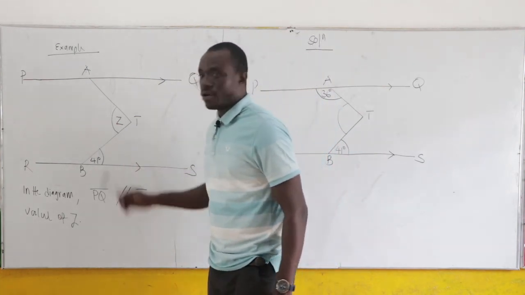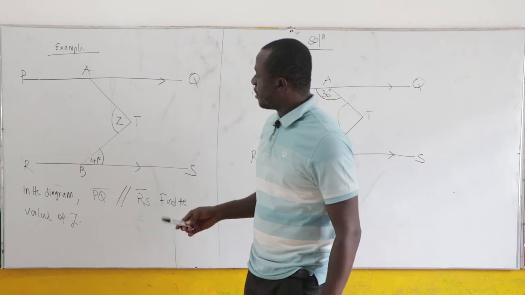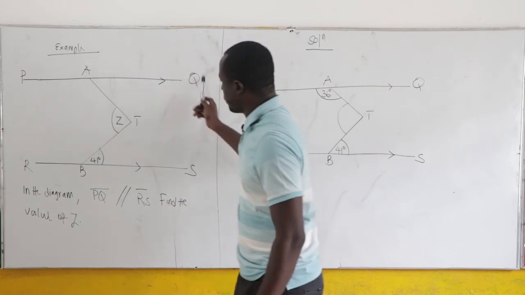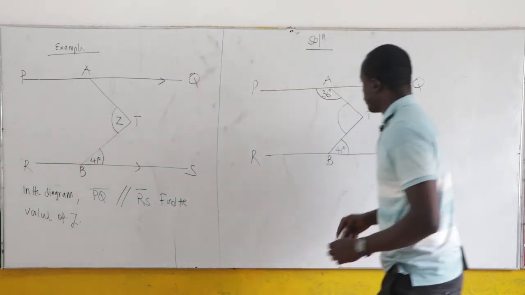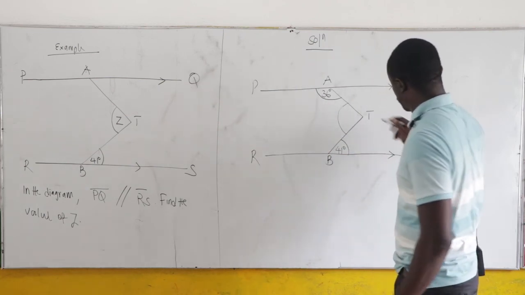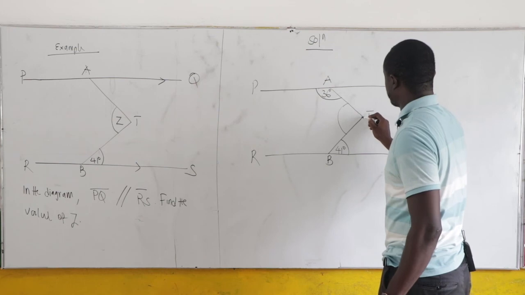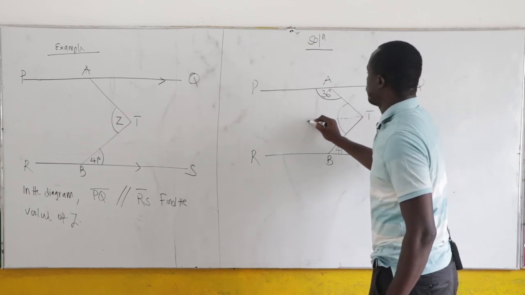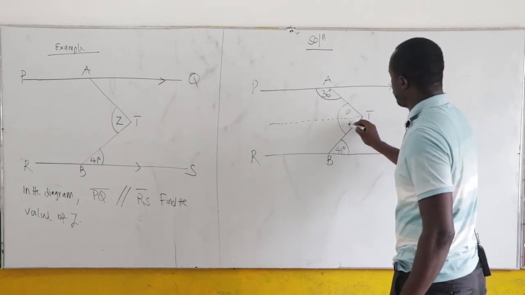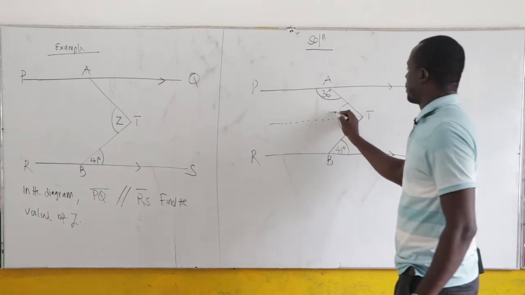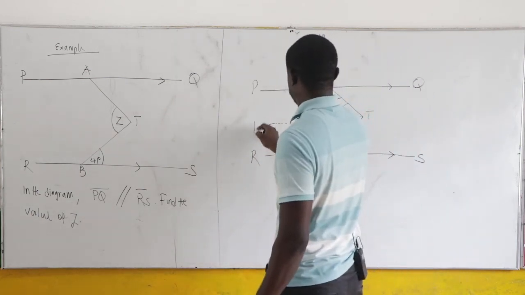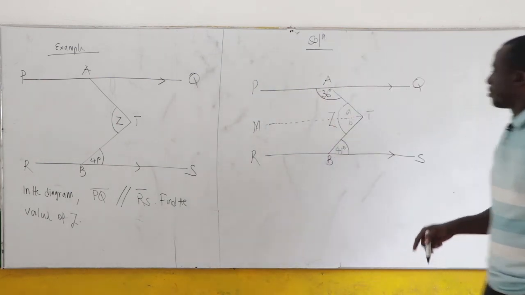Now, anytime you have a question like this, try and draw a line through T which is parallel to PQ and RS. So let me redraw it here. You draw a line which is parallel to PQ and RS through T. This short dash is a line parallel to this. Now let's call this A. Let's call this B. We want to find the angle Z. This is the line which is parallel. Let me call this MT, a line parallel to that.